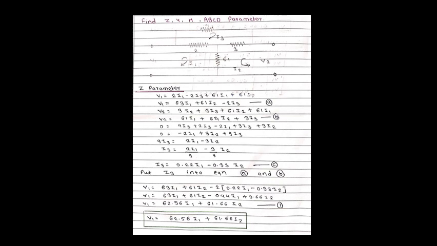We get V1 is equal to 63 I1 plus 62 I2 minus 2 in bracket 0.22 I1 minus 0.33 I2. V1 is equal to 63 I1 plus 62 I2 minus 0.44 I1 plus 0.66 I2. Now we get V1 as 62.56 I1 plus 61.66 I2.